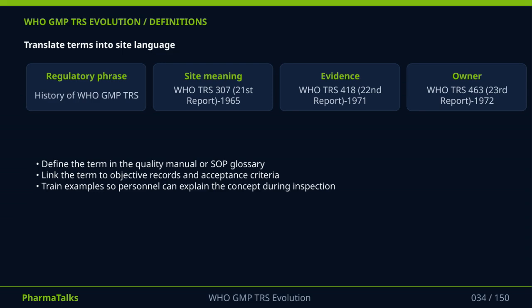By grounding definitions in evidence and owner responsibility, we strengthen the quality system and make sure everyone involved is on the same page. This slide underscores that GMP TRS terminology is not static. It evolves and requires active management and education to be effective in practice.